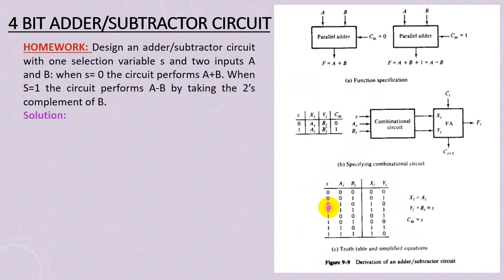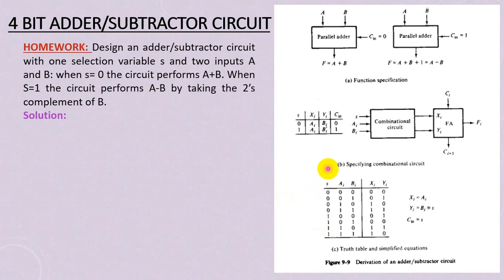When s equal to 0, the circuit will perform a plus b, and when s equal to 1, the circuit will perform a minus b by taking 2's complement of b. Okay, so to do that, because it is a parallel adder, our hardware is this 1-bit full adder. Our hardware is the parallel adder. For 1 bit, just 1-bit full adder we need.